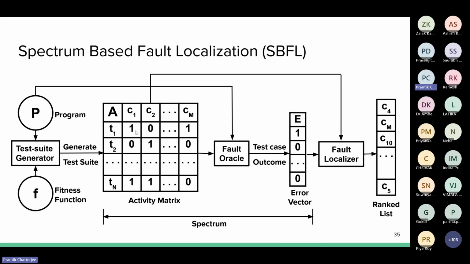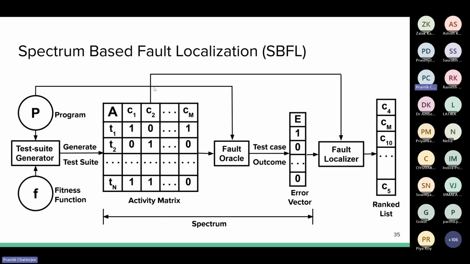So for instance, the cell 11 means this test case T1 executed the C1 component, the first component, but it did not execute the second component, but it was able to execute the mth component, similar to that. So essentially, after test generation, you have a 1-0 matrix. This 1-0 matrix is termed an activity matrix.